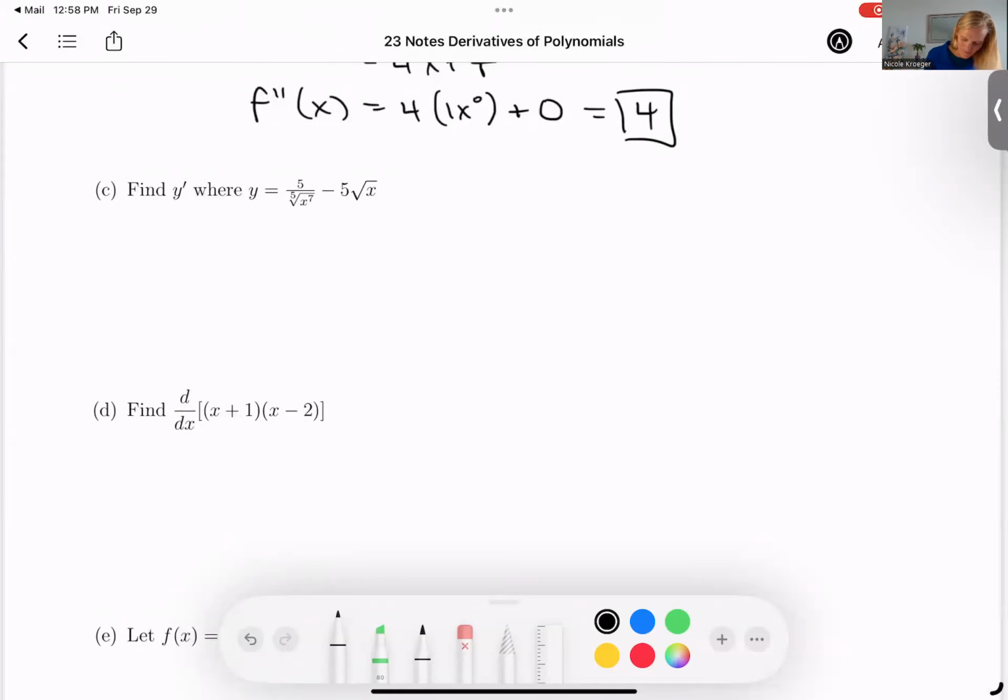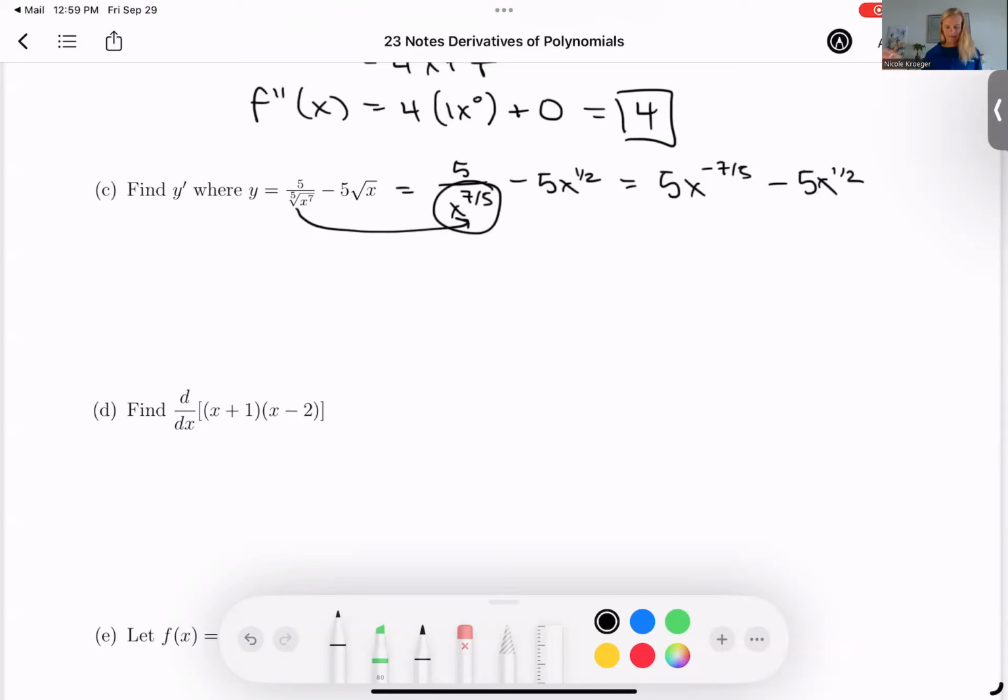This one we need to rewrite before we find the derivative. So this is 5 over x to the 7/5. That's how exponents work with radicals. And then this is minus 5x to the 1/2, since the square root of x is just x to the 1/2. And then let's get this out of the denominator. So we have 5x to the negative 7/5 minus 5x to the 1/2. All I've done so far is rewrite this expression.